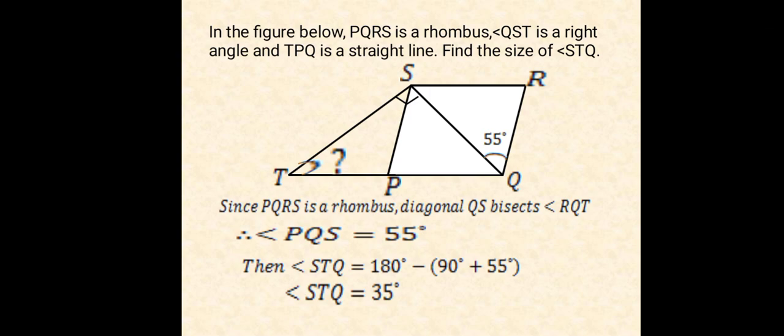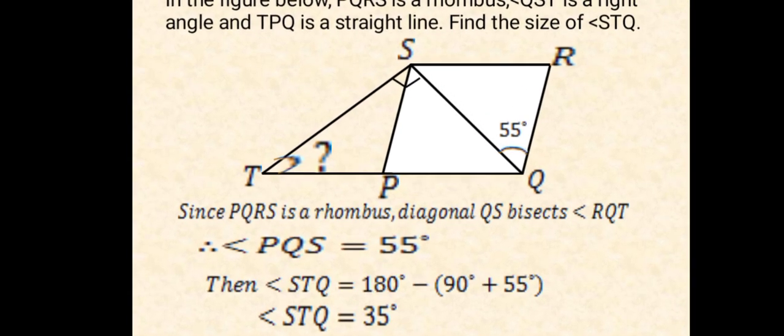Now, since PQRS is a rhombus, QS bisects RQT. So QS is a diagonal. Now, this means that PQS is also 55 degrees. Then STQ will be 180 minus 90 degrees minus 55 degrees, which gives STQ as 35 degrees.